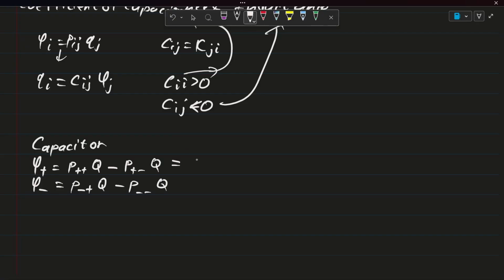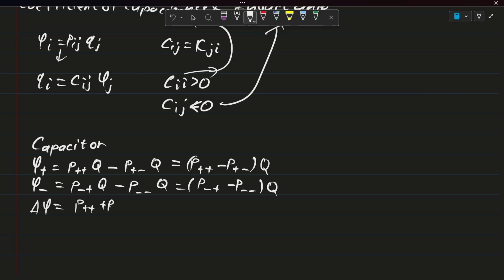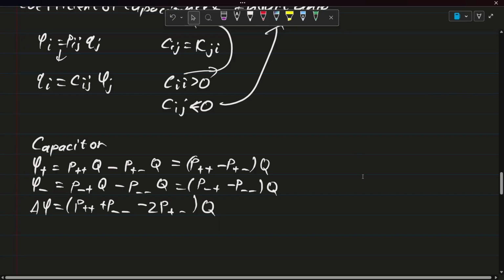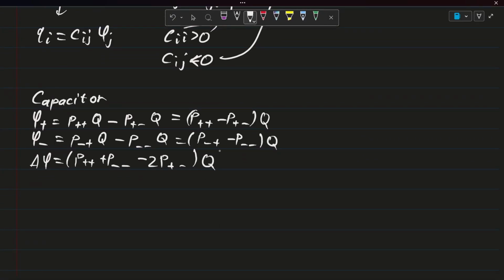So we can simplify this further. It's just P plus plus minus P plus minus of Q. And the other one is P negative positive minus P negative negative of Q. And what you can do is figure out the difference between the top one and the bottom one. So the change of phi would be P plus plus plus P negative negative minus 2 P plus minus, because these are symmetric. So as you can see here, this is basically relating the potential difference as well as the charge that you have, and it is given by a certain constant.